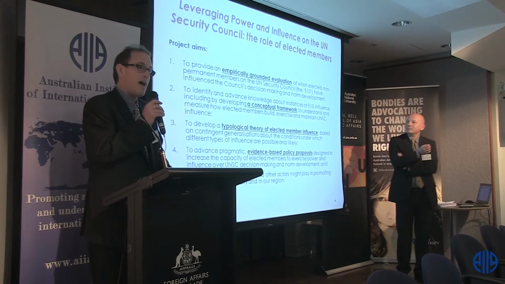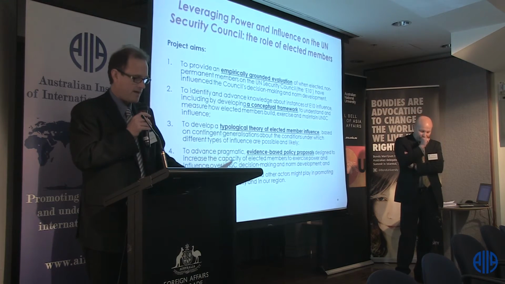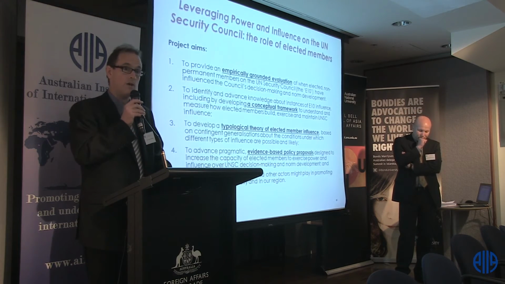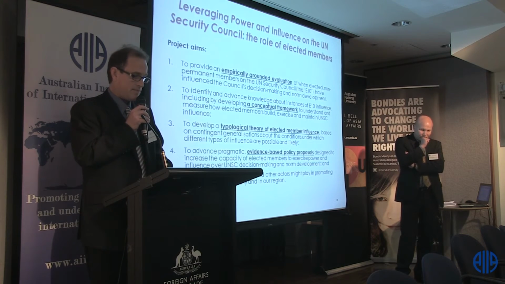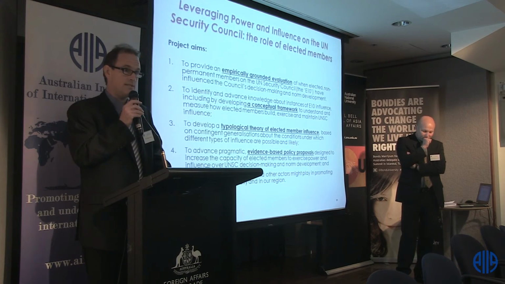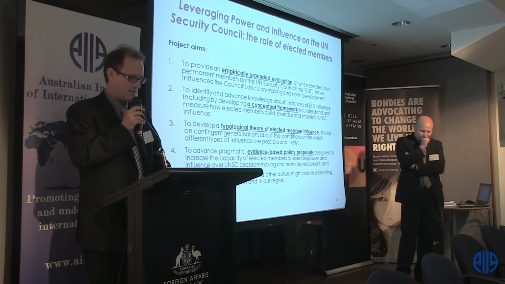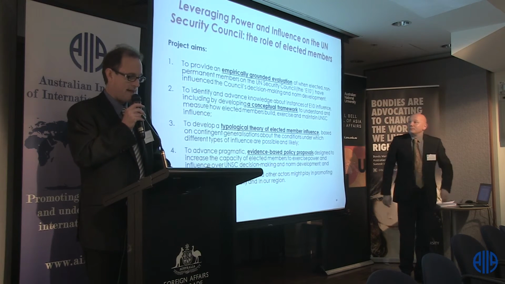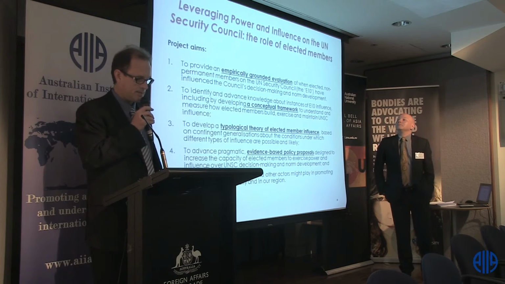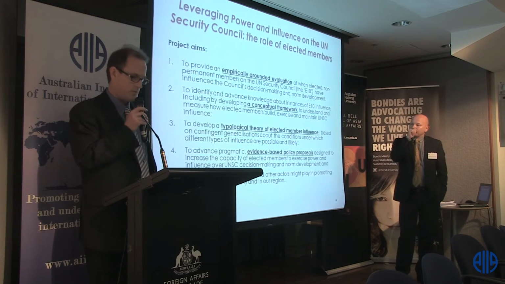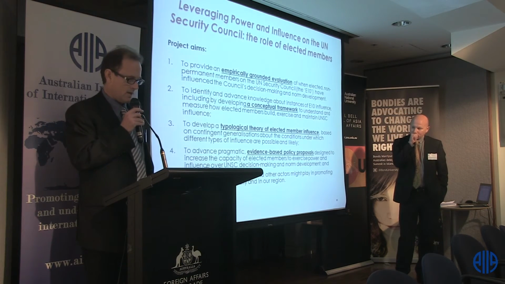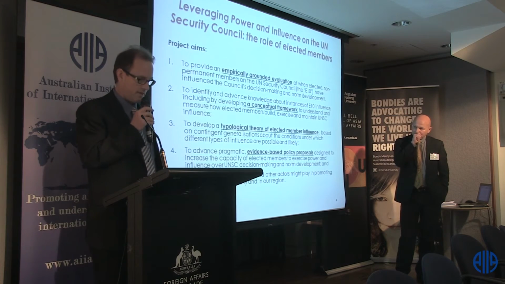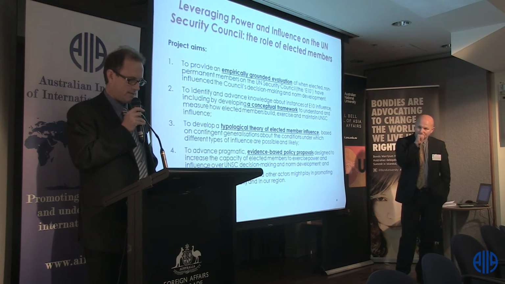The project has 5 aims. The first aim is to provide an empirically grounded evaluation of when elected members have influenced the Council's decision-making. The second aim is to advance knowledge about instances of elected member influence, including by developing a conceptual framework to understand and measure how elected members build, exercise and maintain influence on the Council. The third aim is to develop a theory of elected member influence.